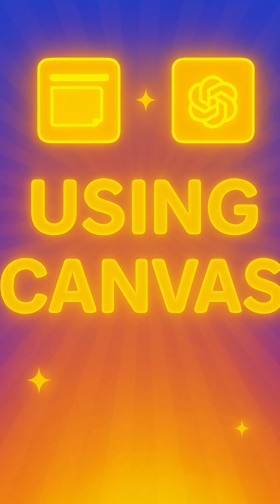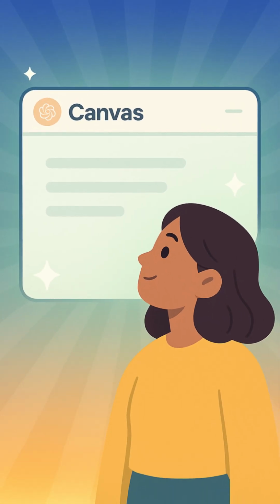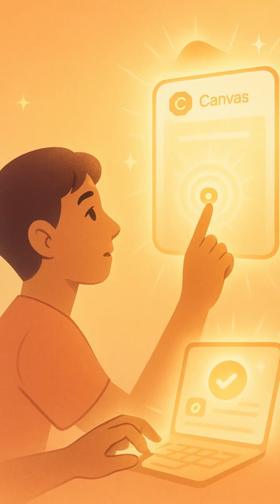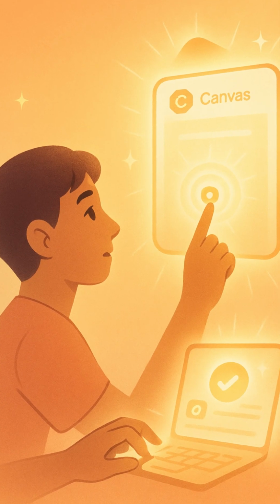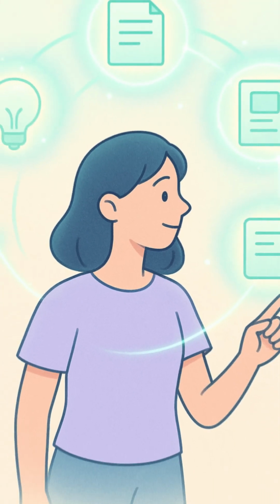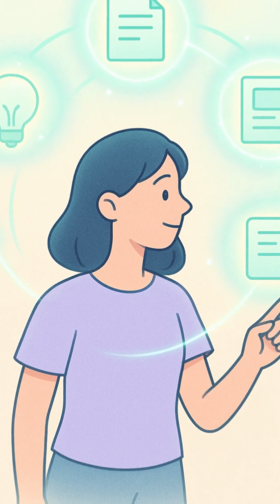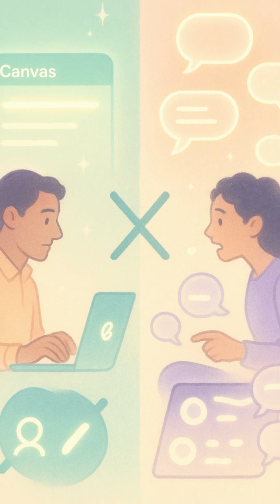Canvas is where you build. It's like having a long, scrollable document. Use Canvas when a single chat gets too messy. Or you're making something that needs editing, saving, or sharing. If you ever say, "Let's organize this," that's your moment. Move it to Canvas. It's perfect for tutorials, scripts, prompt libraries, or docs with multiple sections. Anything structured. Canvas isn't for fast back and forth.